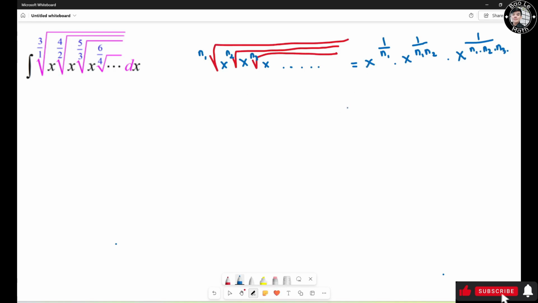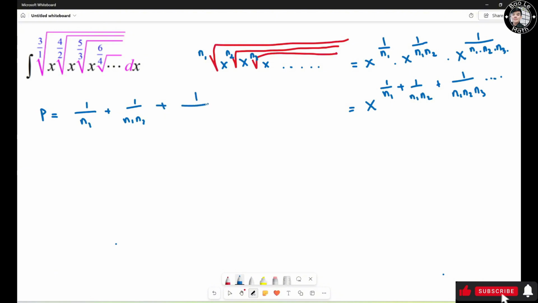Now, to simplify this one, you need to write s and add all the exponents up, right? Add 1 over n1, n2 plus 1 over n1, n2, n3, etc. So let p equal 1 over n1 plus 1 over n1 n2 plus 1 over n1 n2 n3 plus etc. Right? So we need to calculate this one. Then we have s power p, right?